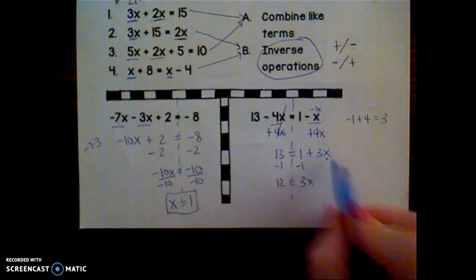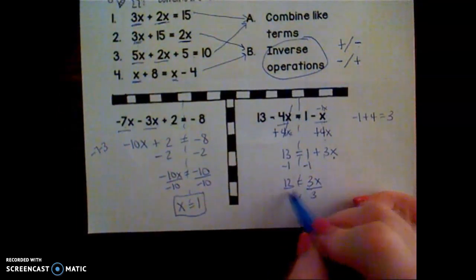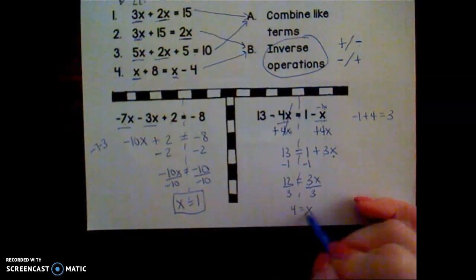And then I can get rid of that 3. That's multiplication, so I use division. Dividing both sides by 3 gives me x equals 4.